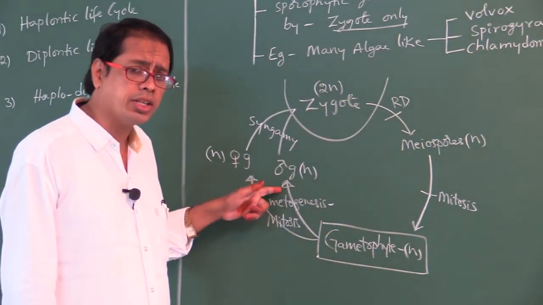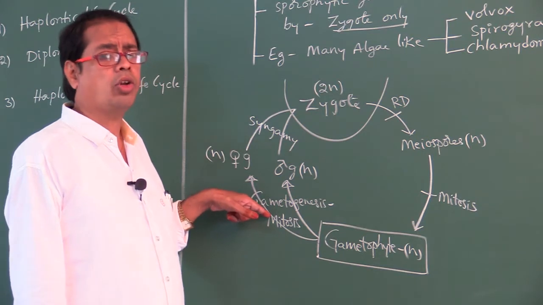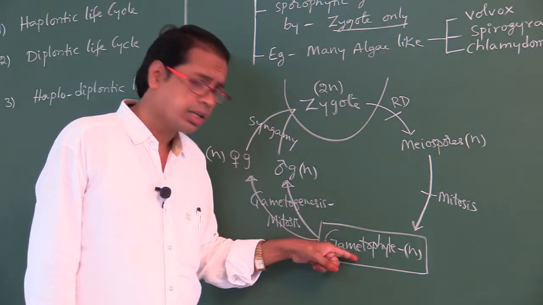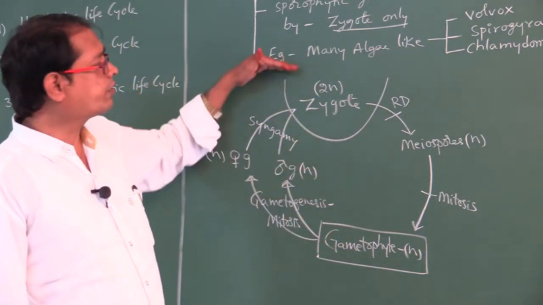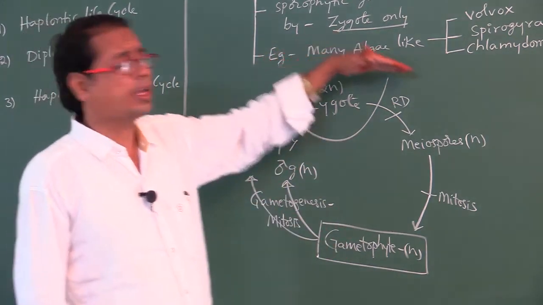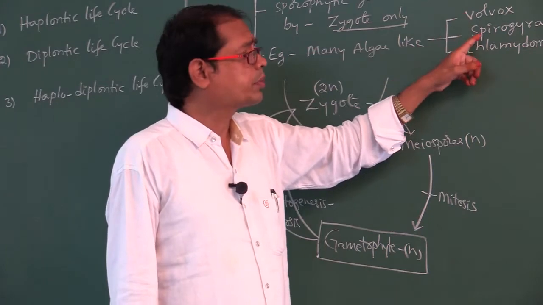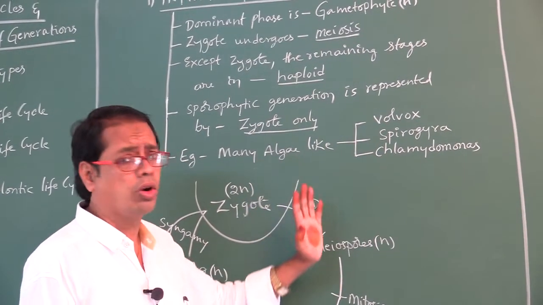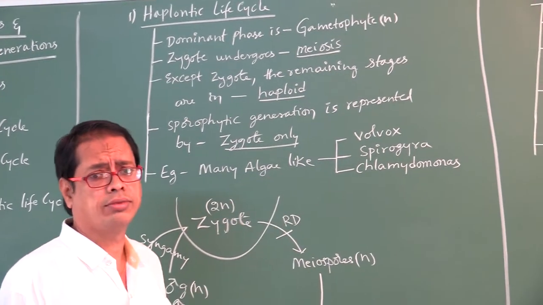During gametogenesis, mitotic division occurs. Dominant phase in haplontic life cycle is gametophyte. Haplontic life cycle is found in many algae like Volvox, Spirogyra, Chlamydomonas. So this is about haplontic life cycle.